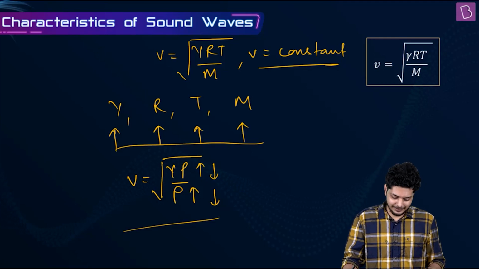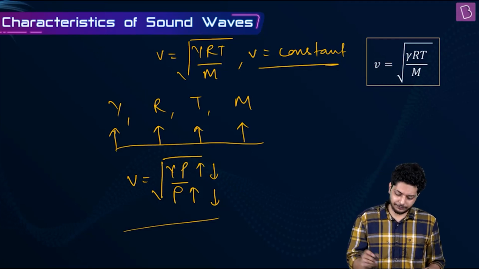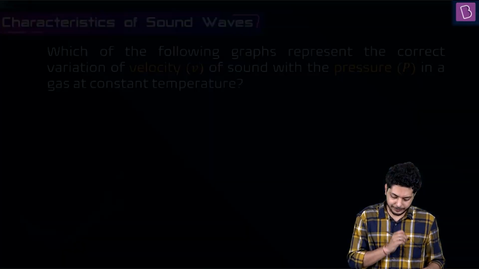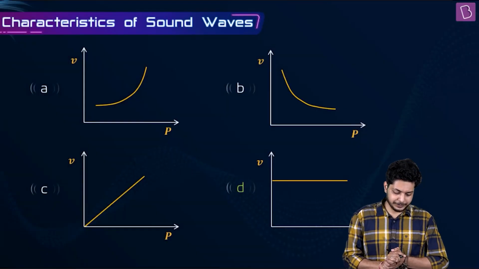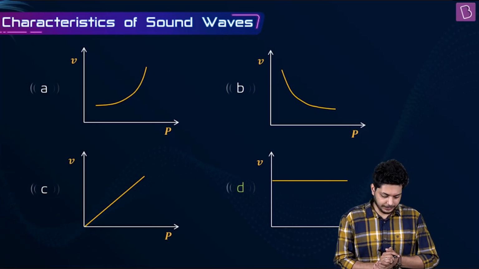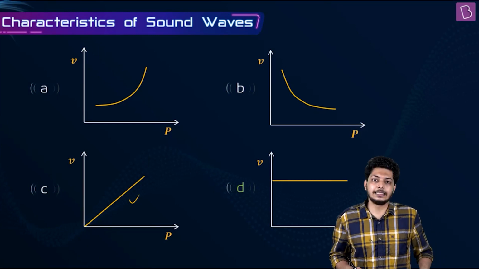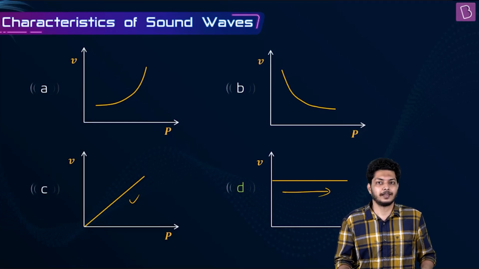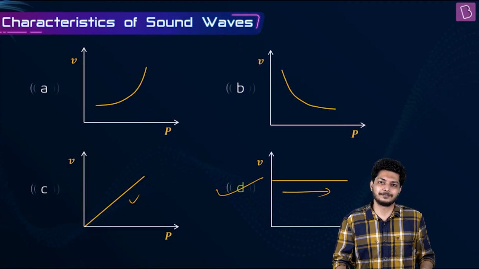Got it? Okay. So this was the analysis. This is the only analysis we can do. And from here we can say that V will be constant. Speed will be constant. Now coming to our question and the options. In option A, velocity is varying. Option B, velocity is varying. Option C, velocity is changing linearly. In option D, velocity is constant. We have a straight line graph. And that is why option D is the right answer for this question.